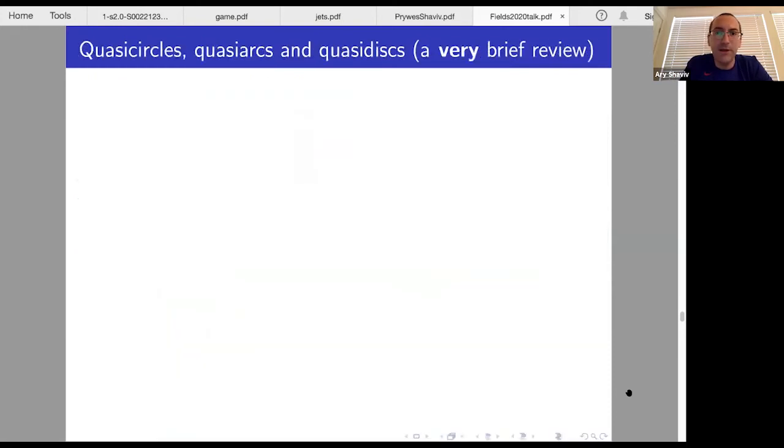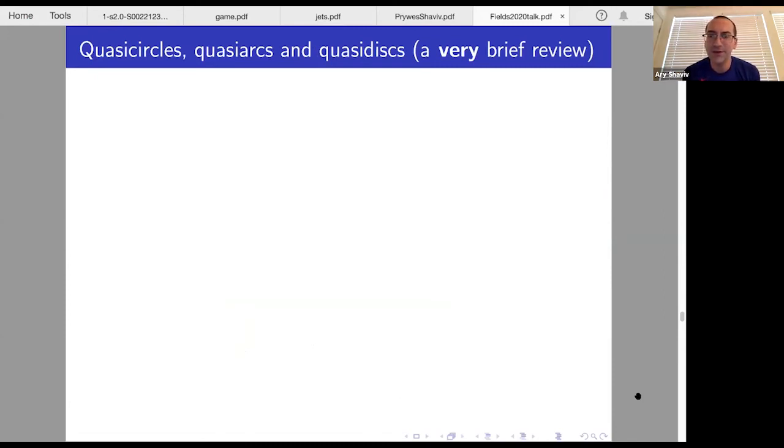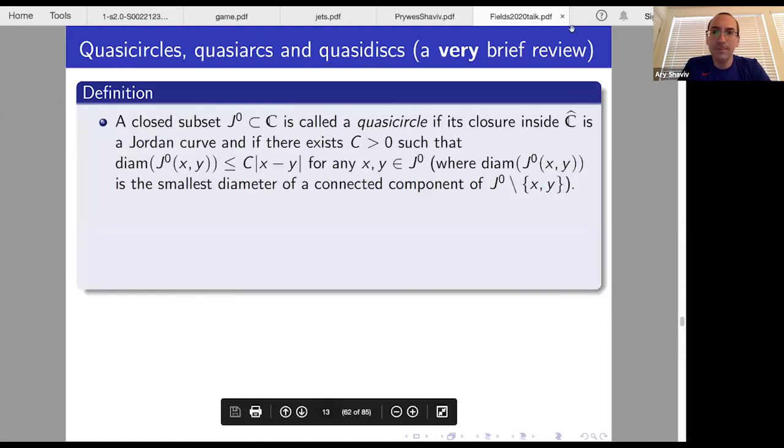So now let me give you the definition of a quasi-disk, a quasi-circle and a quasi-arc, but I need to stress that this will be a very brief review. There's a lot of interesting mathematics behind it. In particular, I will not say quasi-conformal at any point, but you may ask, why is it called a quasi-circle? The answer is, it's an image of the circle under a quasi-conformal map or under a quasi-symmetry. On the complex plane, quasi-conformal maps and quasi-symmetries are almost the same. In general you can say a lot of interesting stuff that I will not say, but I will give just the essential definitions. So what is a quasi-circle?